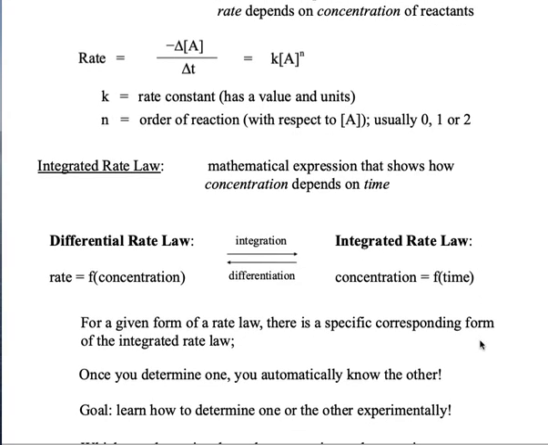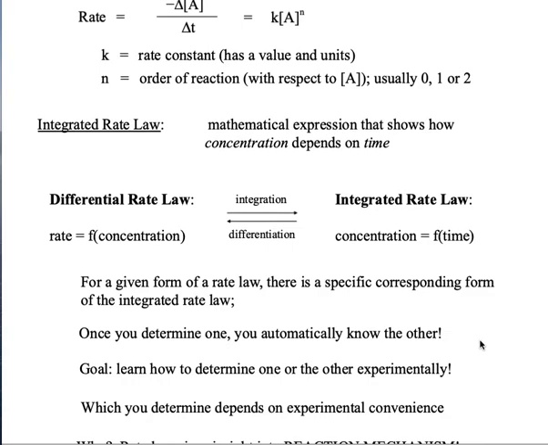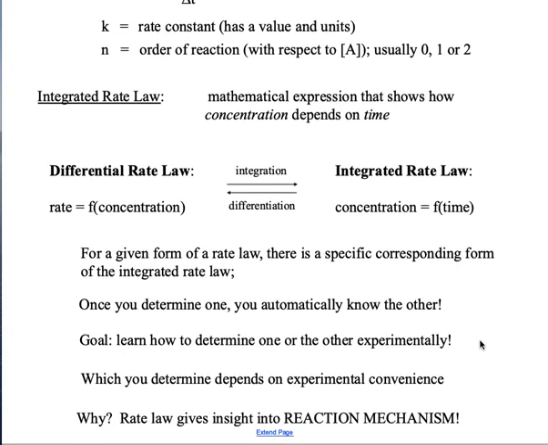The beauty of this is that for a given form of the differential rate law, there is a specific corresponding form of the integrated rate law. So once you know one, you automatically know the other one. So our goal is to learn how to determine one or the other experimentally, and which you choose, either the differential rate law or the integrated rate law, depends upon experimental convenience. And once again, once you have the differential rate law, that can often give you insight into the reaction mechanism.